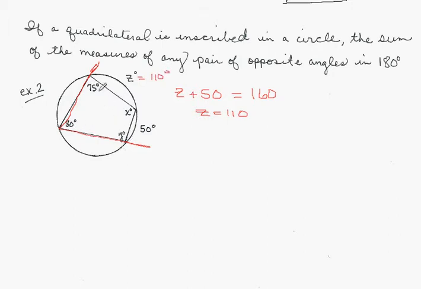We know the measures of opposite angles equal 180. I'm sure there's more than one way to go, but one way to do this problem is to do two equations. So we know that y plus 75 equals 180. That's because we know opposite angles of an inscribed quadrilateral add up to 180. And we know that x plus 80 equals 180.